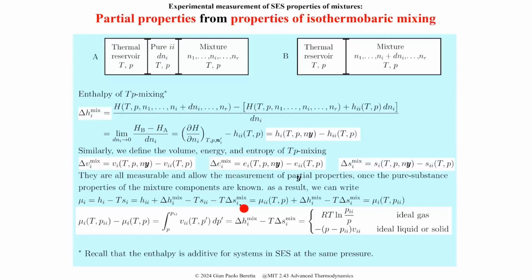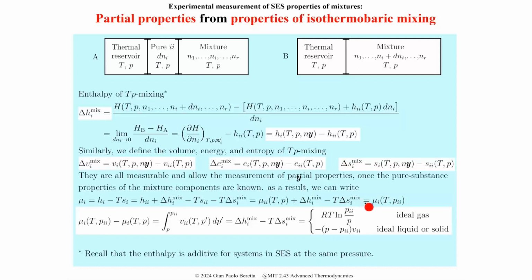All right? So then we recognize that also for the pure substance, h minus Ts is the chemical potential. So this gives us a relation for the chemical potential of the component in the mixture, in terms of the chemical potential of the pure component at the same temperature and pressure of the mixture, plus the enthalpy of mixing minus T times the entropy of mixing.